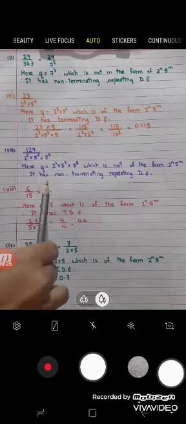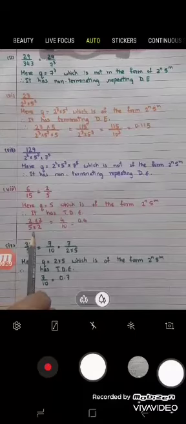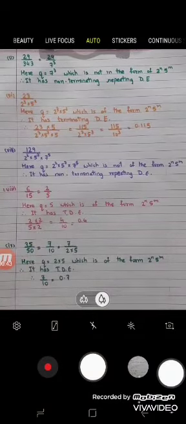So after cutting, you will get 2 upon 5. Denominator q equals 5, which is of the form 2 raised to n into 5 raised to m. Therefore, it has a terminating decimal expansion. Now 5 is there, 5 multiplied by 2 is 10. The denominator we have multiplied by 2, so the numerator also we have to multiply by 2. So it equals 4 upon 10, which is 0.4.